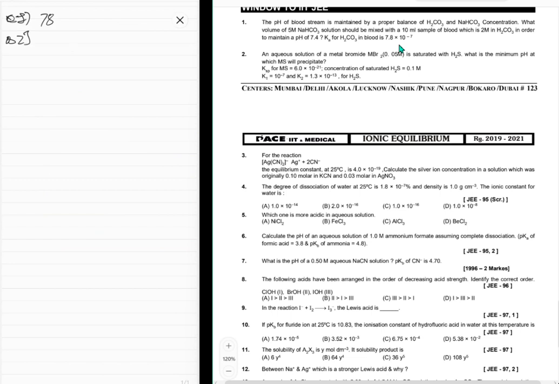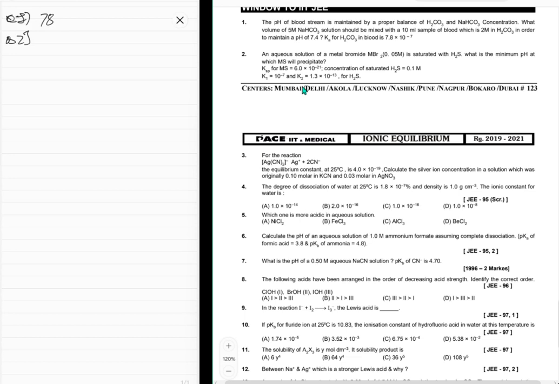An aqueous solution of a metal bromide, 0.05 molar, is saturated with H2S, right? What is the minimum pH at which MS will precipitate? Oh, okay. So then the data is given. KSP for MS is this thing. Concentration of saturated H2S is 0.1. K1 and K2 are given for H2S, right?